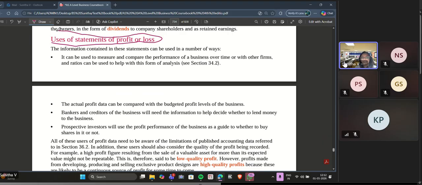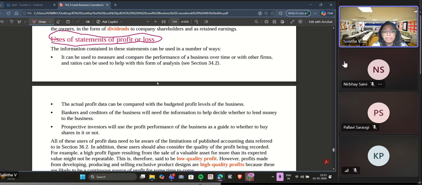Uses of statement of profit and loss. Okay. Why is it important? Based on this, the managers can measure and compare the performance of the business over a period of time. Maybe this year's performance can be compared with the previous year, and you can compare this year's with that of other companies.